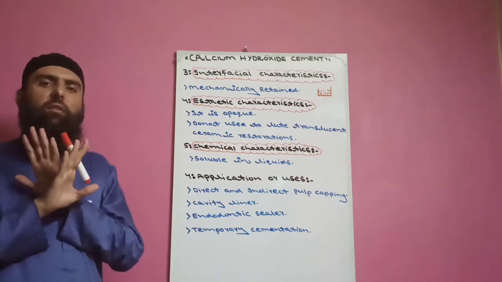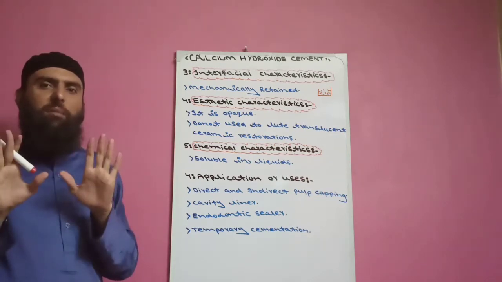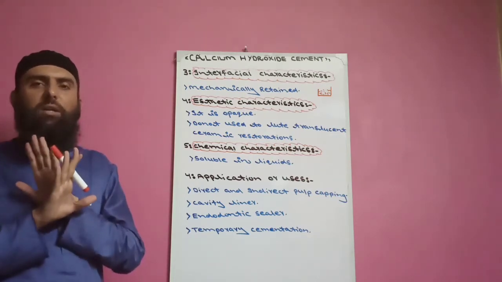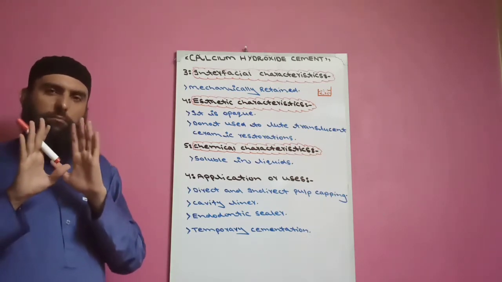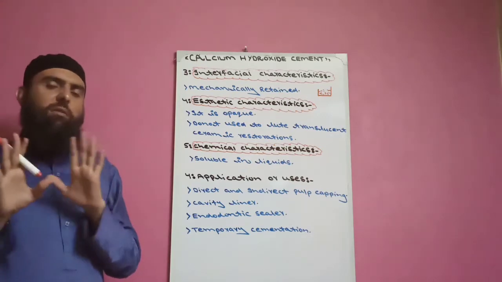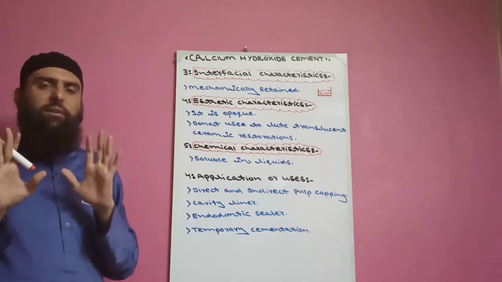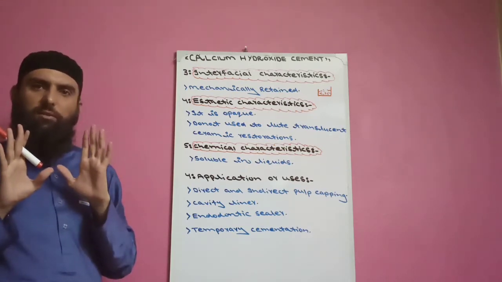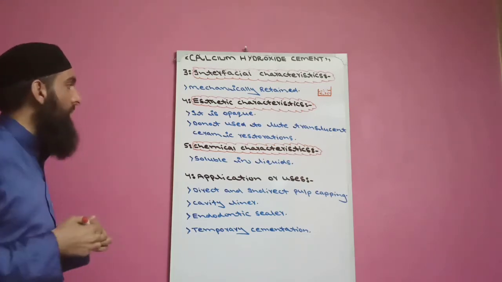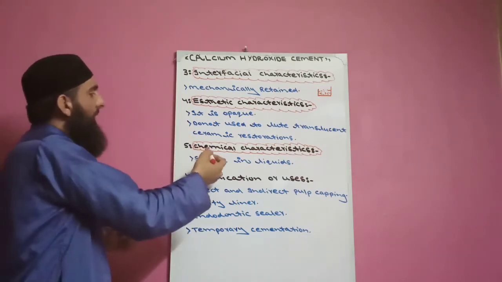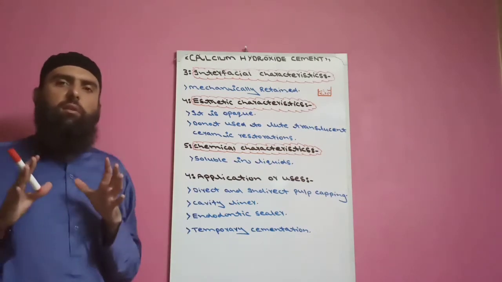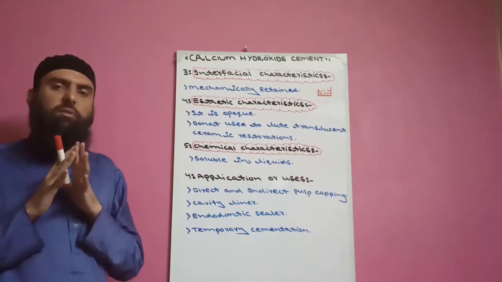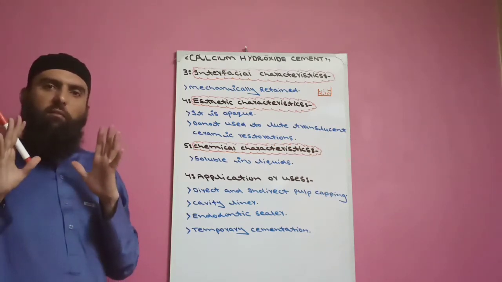Therefore, it deforms the aesthetic of ceramic. Therefore, do not use it as a luting agent, as a cementing agent under ceramic translucent restoration. Now, fifth is chemical characteristics. In chemical characteristics, calcium hydroxide is dissolved in fluids.